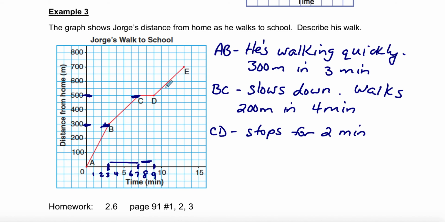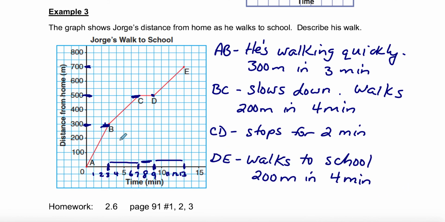And then from D to E, he's starting to walk again at a pretty good pace. So D to E, he started at 500 meters at D, and he went all the way up to 700 meters. So it looks like he went another 200 meters again. So he started at 9 minutes, and then if I trace this down, I'm here. So that's 11, 12, 13. So from 9 to 13, we've got 4 minutes there. So he goes 200 meters in 4 minutes. So he's going the same pace as he was up above.